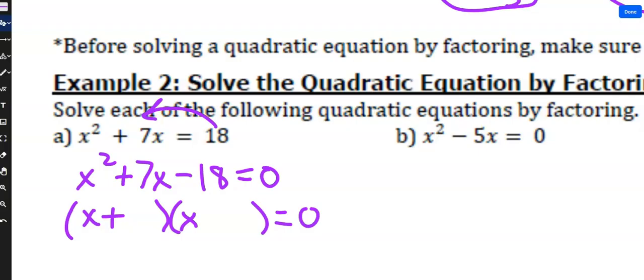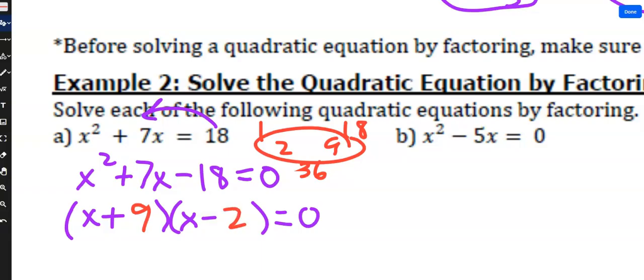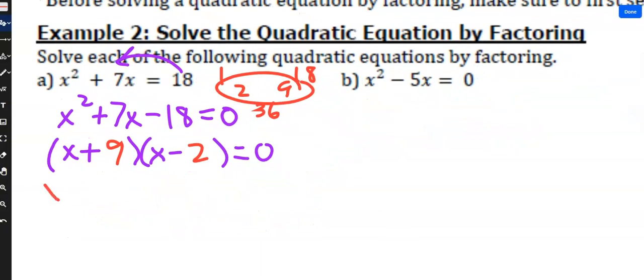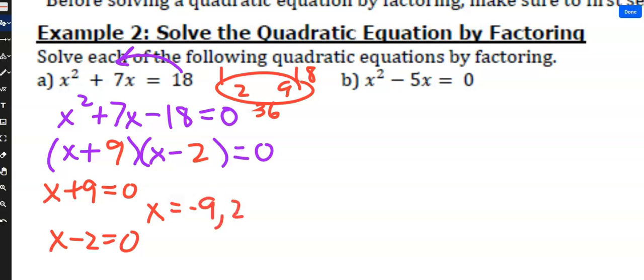And we're going to have a plus and a minus, because that's the only way you can do that. And then your factors of 18, well, we have 1 and 18, 2 and 9, 3 and 6. Let's see here, what works? I think it's going to be the 2-9 combination, right? 9 for the positive, 2 for the negative. And so now I can set the factors equal to 0 and solve them. And so my answers are -9 and +2. Those are the two places where it crosses.